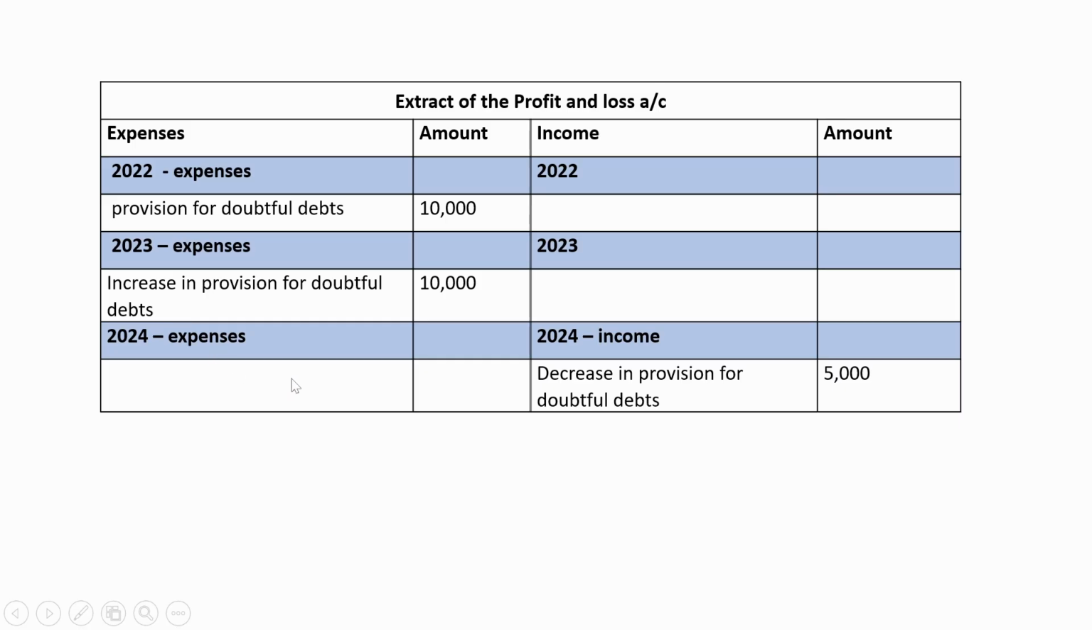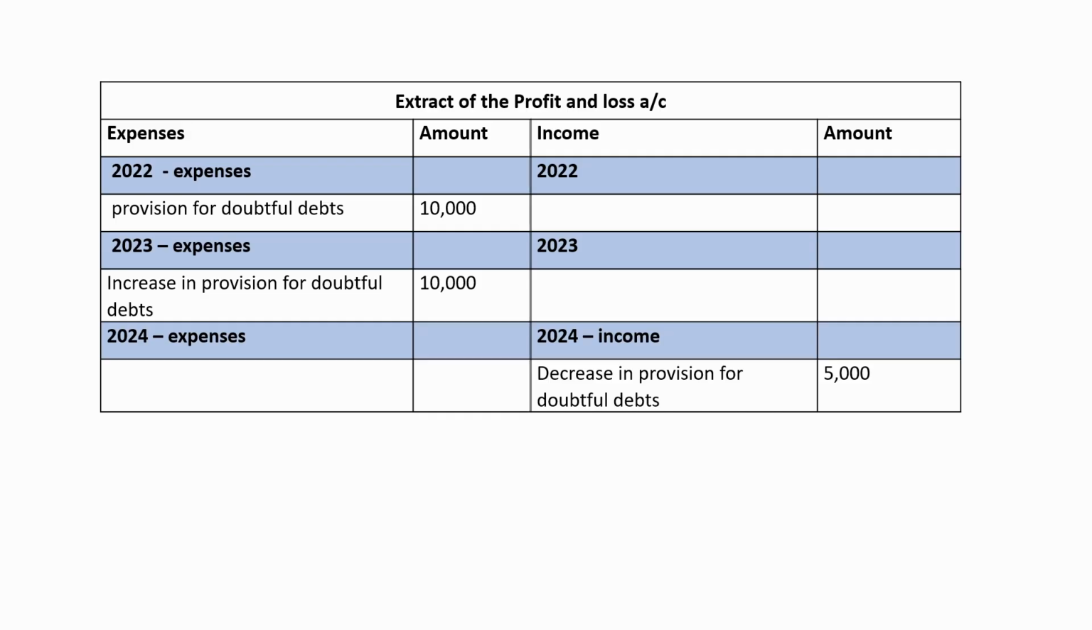When you go to the next year, the third year, remember it was a decrease of 5,000. So we are supposed to credit profit and loss, and we call it decrease in provision for doubtful debts. The amount is 5,000. And then if you go back to the provision account, the 5,000 was recorded on the debit side. And now here we are recording it on the opposite side. So this is the extract of the profit and loss account.